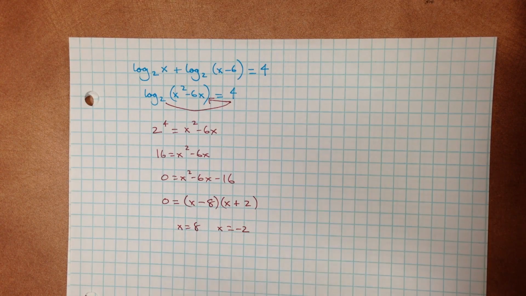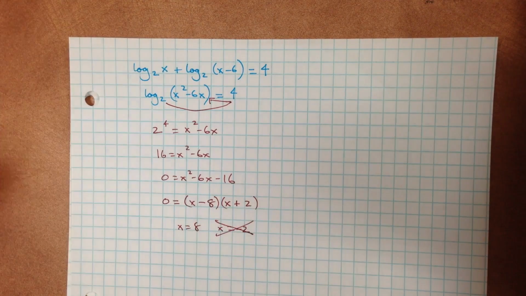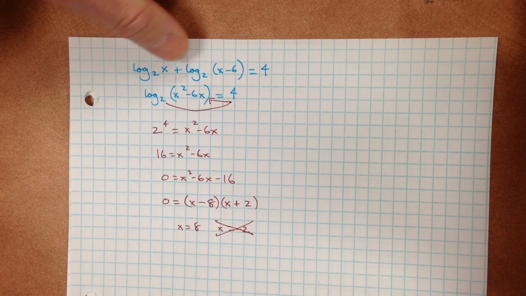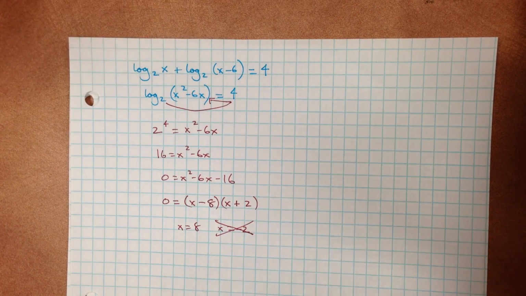Now you need to check your answers. Think about this. I can't take the log of a negative. If I were to make this x value negative 2, I am immediately taking the log of a negative. Extraneous solution. I cannot deal with this. About the 8, I can take the log of 8. I can take the log of 8 minus 6, which is a positive 2. So we are set. We have our singular solution.